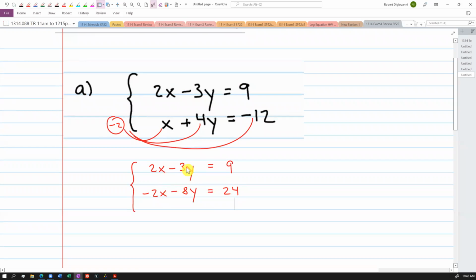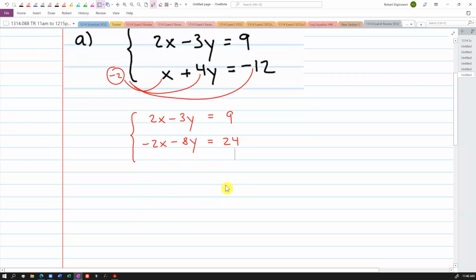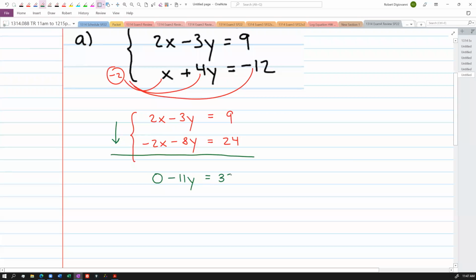So we got that double checking. Yep, looks good. Now we add these down, right? We just add down and see what we get. So the x's go away, so we get nothing. And then there's two negatives there together being added, so -11y equals 33.